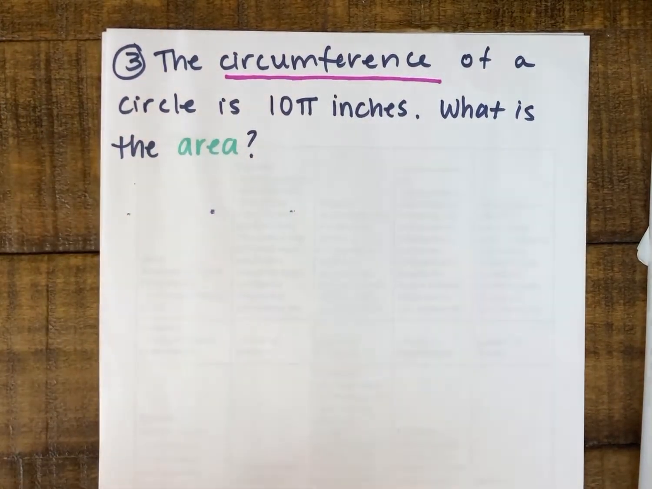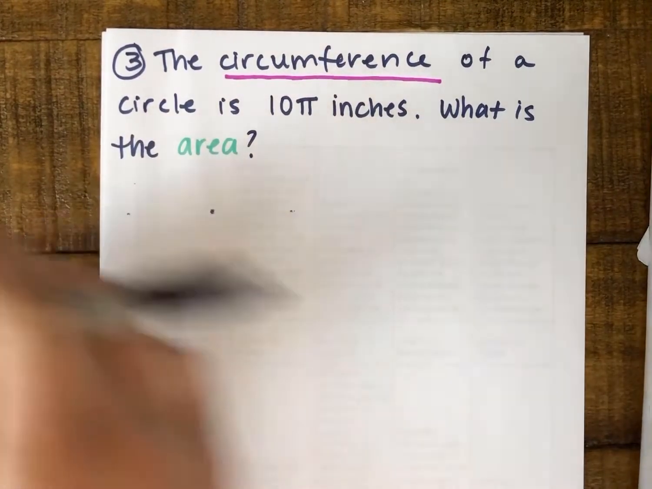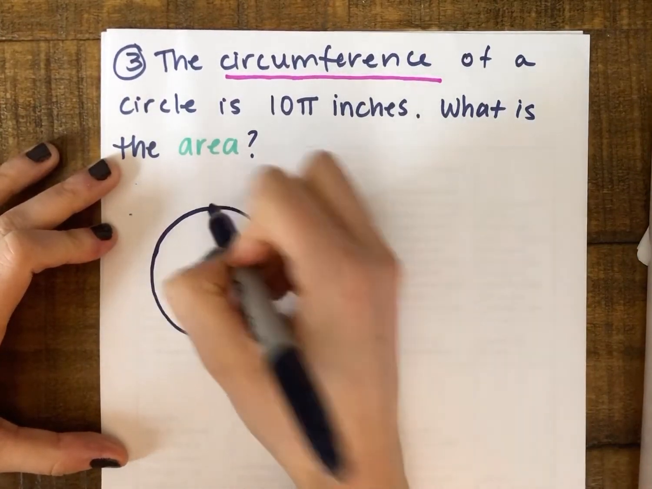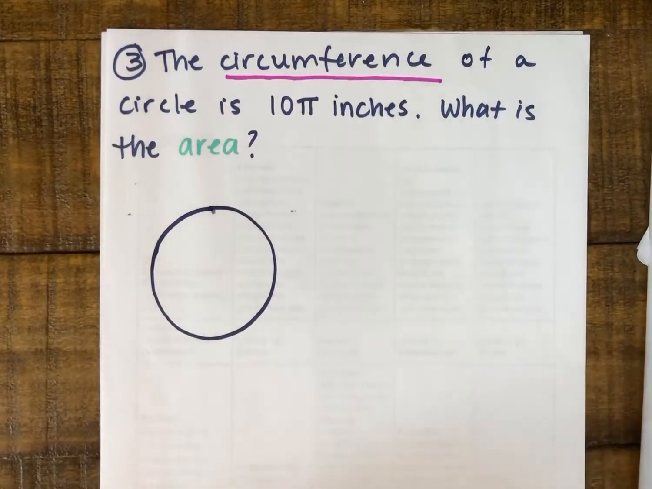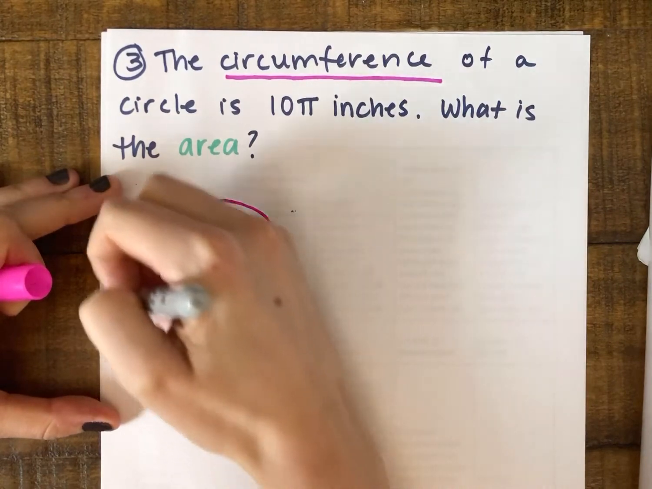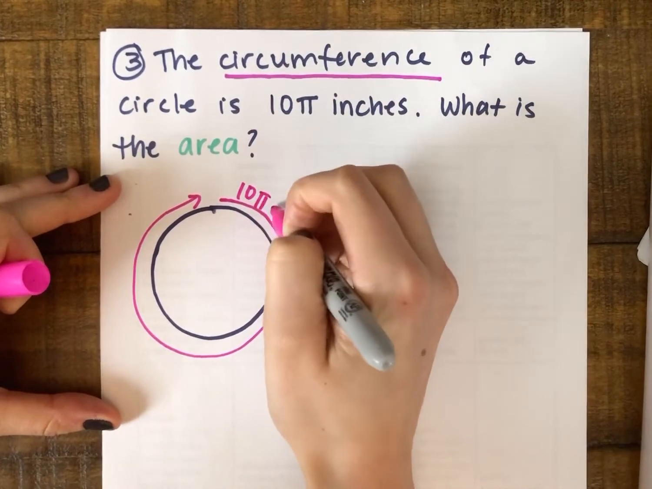So I'm thinking about this problem. The circumference of a circle is 10 pi inches. So I'm going to draw out a circle so I can get an understanding of what that means. Just sketching it down so I can think about this problem. So they're telling me that the circumference, which is as if I went all the way around the circle, said that measurement is 10 pi inches.